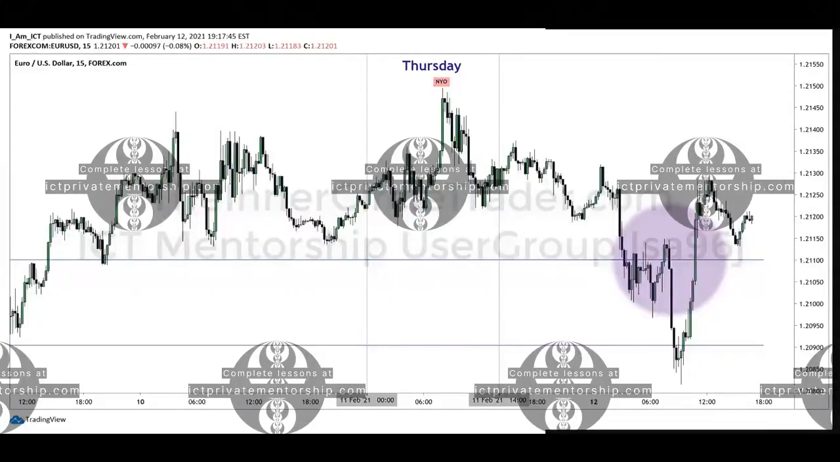Okay, so with that logic in mind, looking at this area right in here, we had relative equal highs in here, so we had buy side liquidity here. The market runs up and takes that there. You see that? It runs above these highs right there.